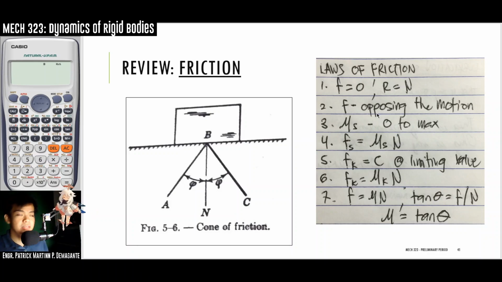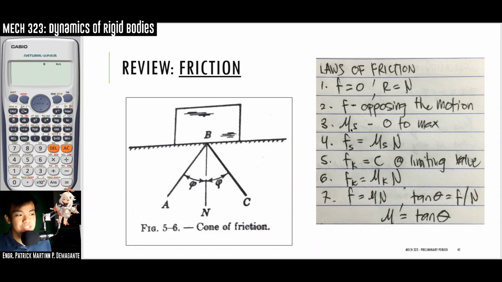Basta, initially, no, titignan natin kung saan ba papunta si object. Papunta ba siya sa left, papunta sa right, going up, going down, sliding left, sliding down, sliding right, sliding up. Ayan. So, lagi siyang opposing the motion.